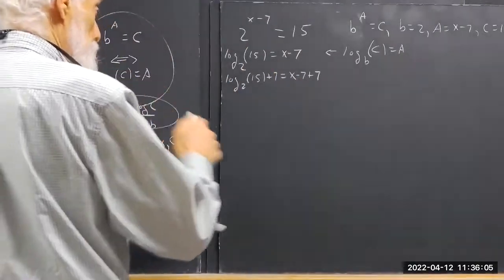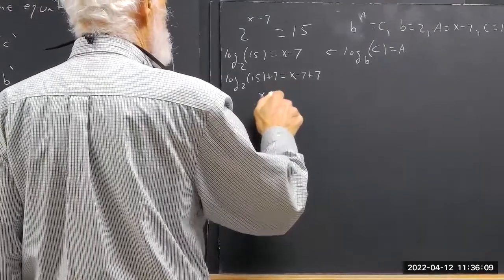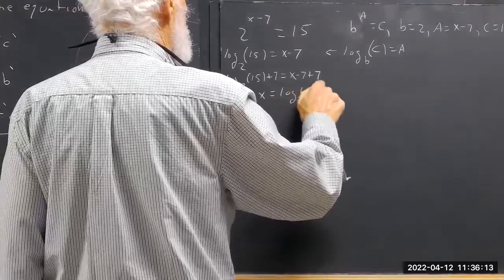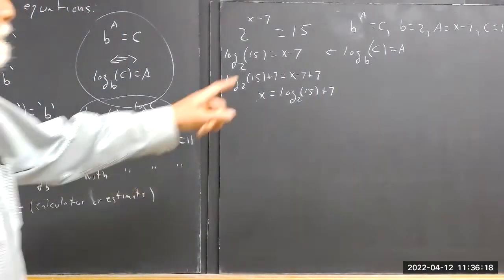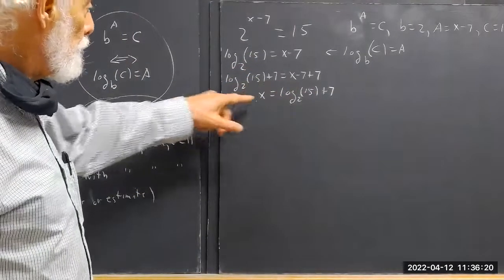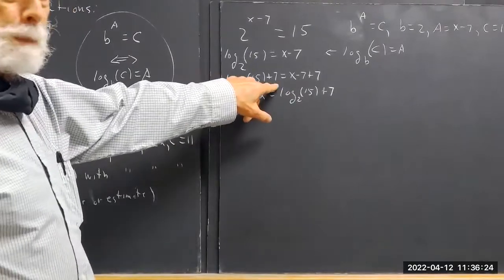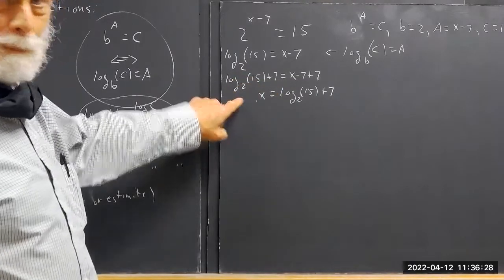You get this, and that gives you, kind of reversing sides, x equals log base 2 of 15 plus 7. You don't combine the 15 and the 7. The 15 is all bound up in log base 2. You don't know what that number is, but you're certainly not going to be able to add it to 7 until you figure out this number.